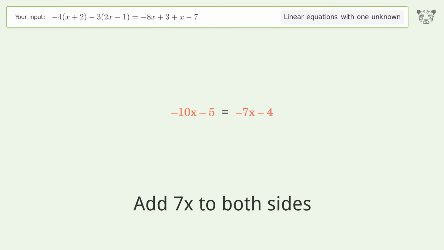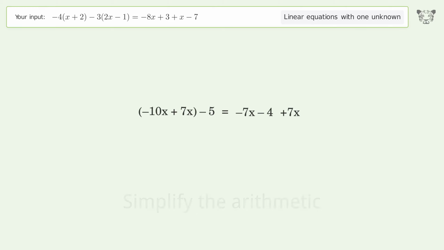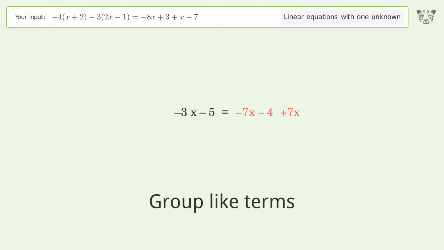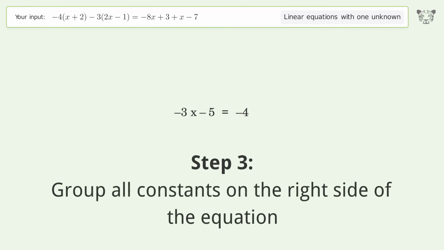Add 7x to both sides. Group like terms. Simplify the arithmetic. Group like terms. Simplify the arithmetic. Group all constants on the right side of the equation.